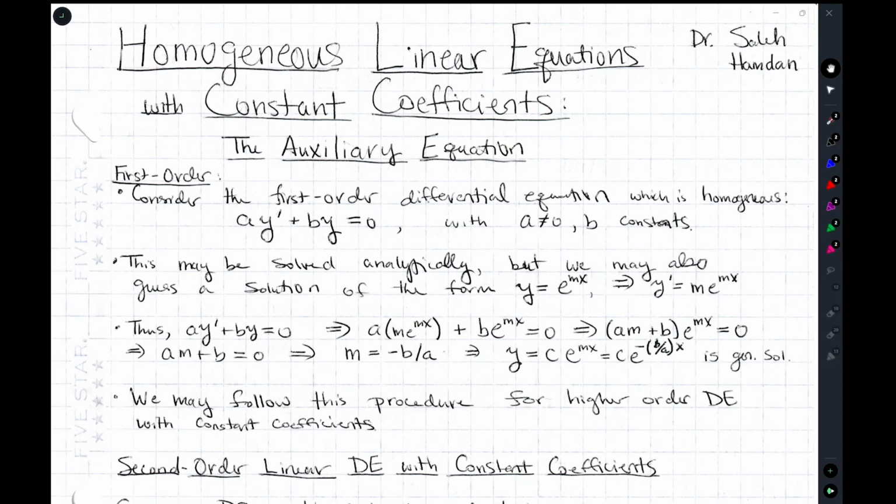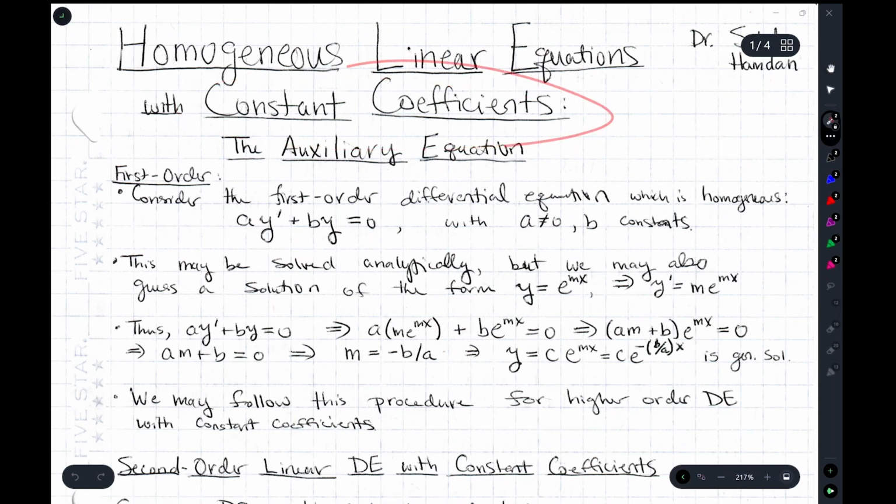We've learned the general theory of linear equations, and we looked at the reduction of order method, which allowed us to take one solution of a homogeneous linear differential equation and compute a second solution. Now we move on to computing solutions to homogeneous linear differential equations from scratch, with the important assumption that the coefficients of our differential equation will be constant.